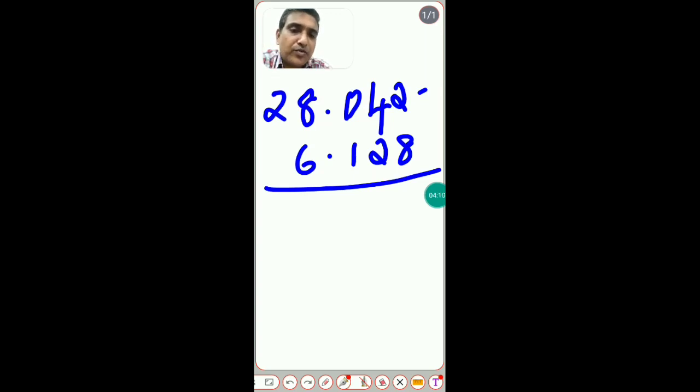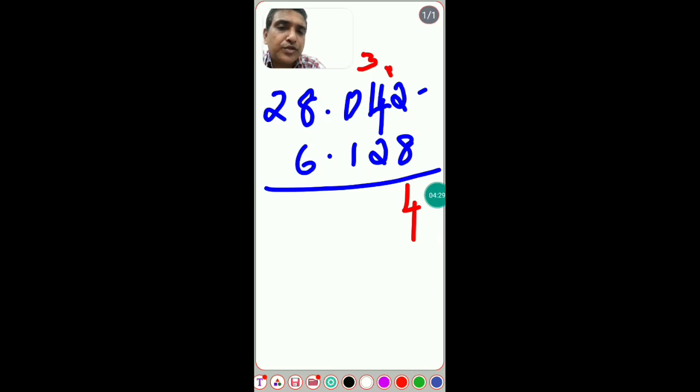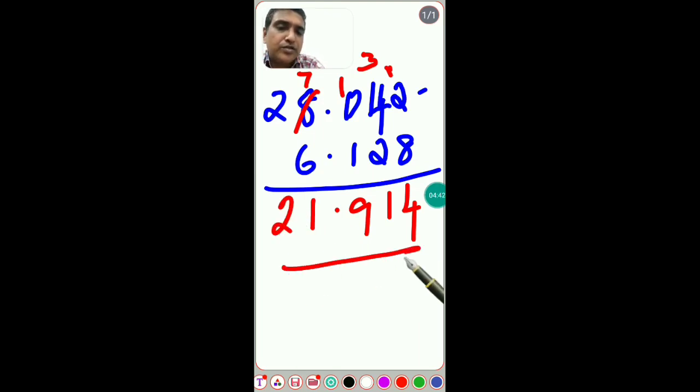28.042 minus 6.128. Then in the usual way, 2 minus 8 is not possible. So borrow from here. So here 3, here 12. 12 minus 8, 4. Then 3 minus 2, 1. Here again 0, not possible. So borrow from here. Here 7, here 10. 10 minus 1, 9. 7 minus 6, 1. Then comes 21.914. 21.914. Clear? Okay?